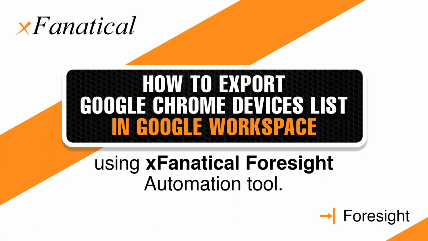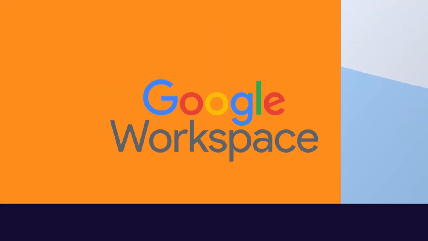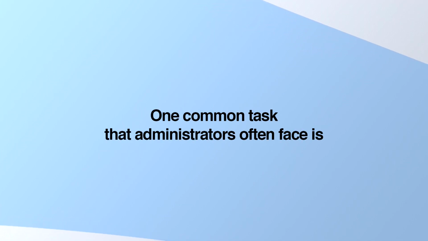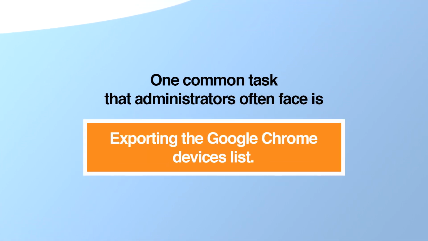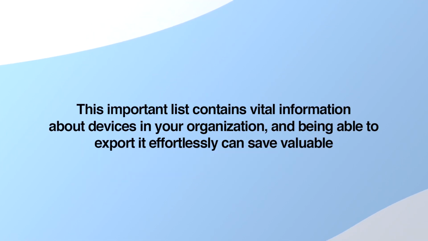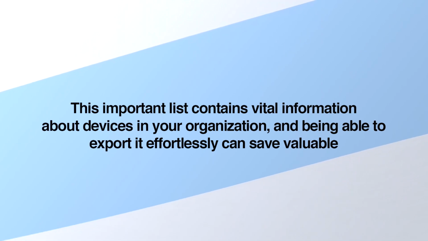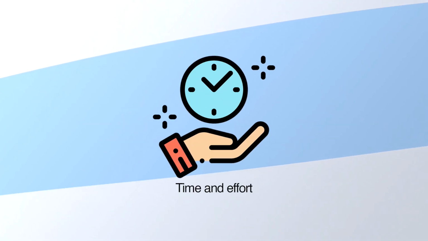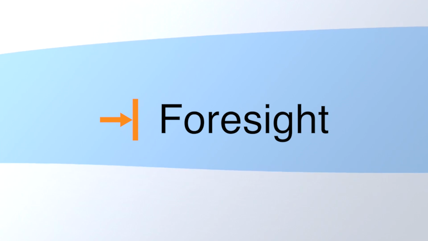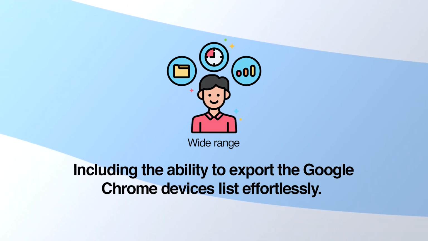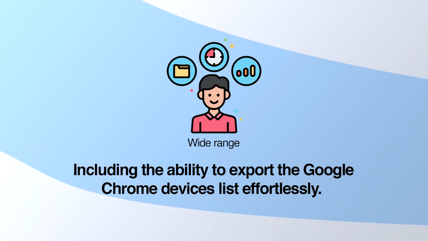In this short video, I will demonstrate how to export Google Chrome devices list in Google Workspace using xFanatical Foresight Automation tool. In the fast-paced world of managing Google Workspace, efficiency is the key. One common task that administrators often face is exporting the Google Chrome devices list. This important list contains vital information about devices in your organization, and being able to export it effortlessly can save valuable time and effort. xFanatical Foresight Automation tool offers a wide range of automation capabilities, including the ability to export the Google Chrome devices list effortlessly.